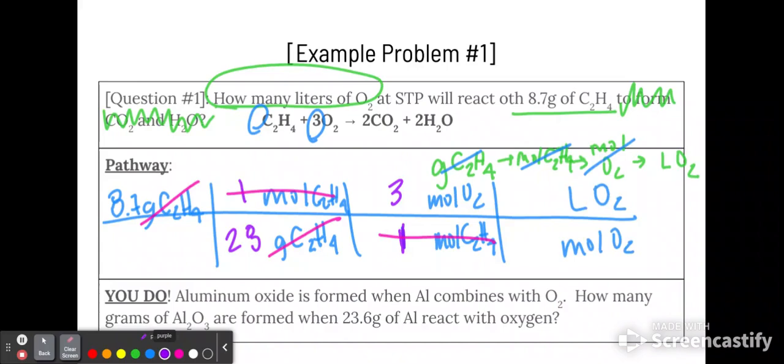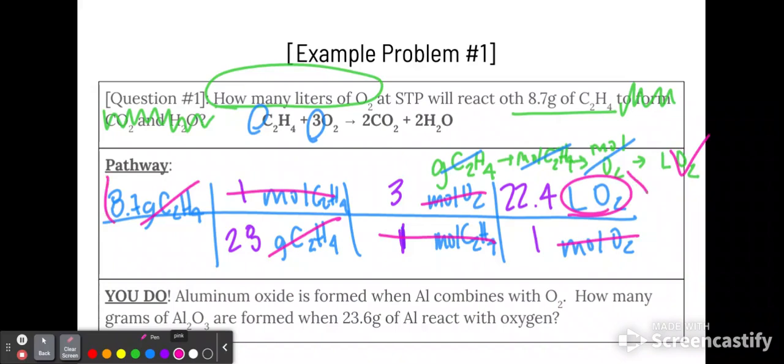I'm comparing mole to another unit, so I always have 1. And 1 mole of any gas at STP, if you remember, is 22.4. I can go in and cancel my moles of O2. I'm left with a unit of liters of O2, which is what I want based on my pathway, so that's great. So now you just do the math.